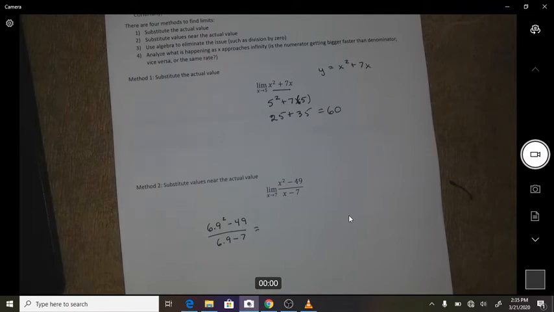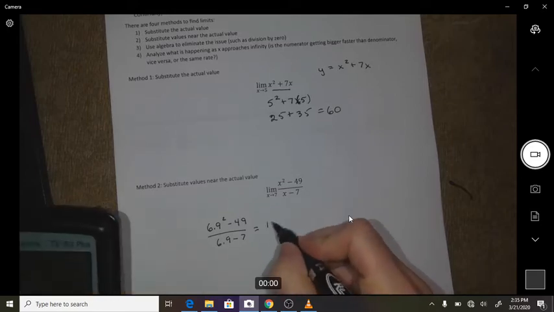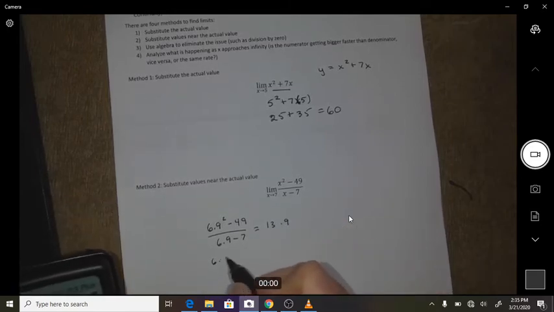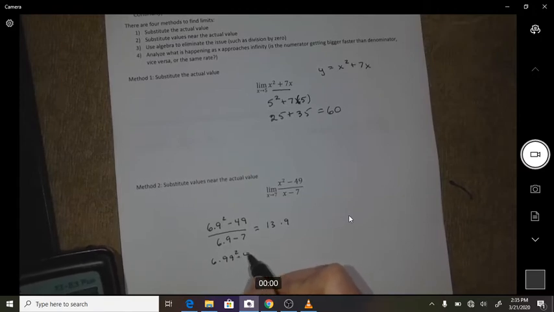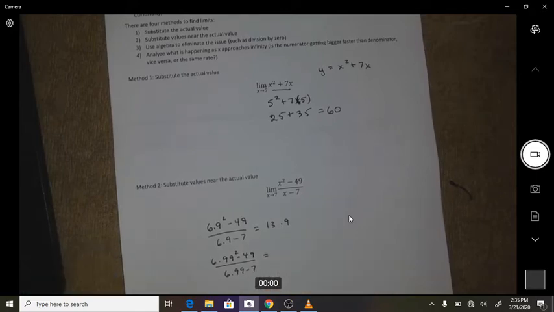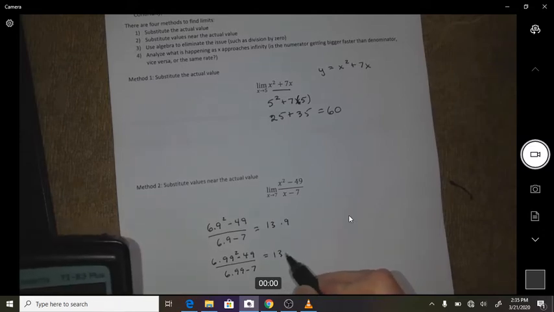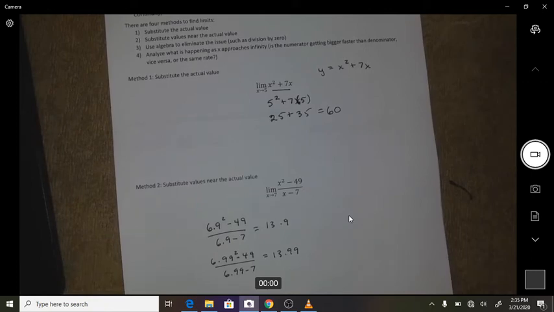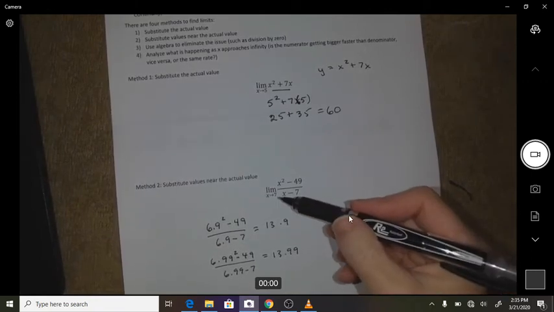Okay, so as I put a 6.9 in, 6.9 squared minus 49, and I get 13.9. I could go closer, 6.99. Okay, so this time 6.99 squared minus 49 is 13.99.